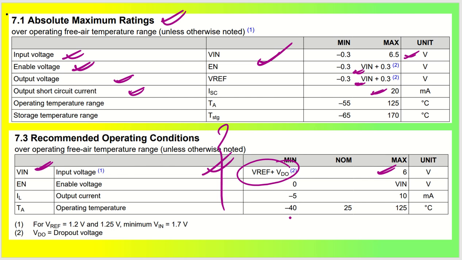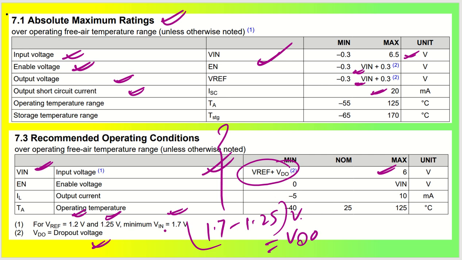You can see that for 1.2 volt and 1.25 volt we have an input requirement of 1.7 volt. VDO is your dropout voltage, which I told you about. You can calculate 1.7 minus 1.25, and that much voltage is your V dropout across the IC. For higher voltages the dropout can be reduced, but for lower voltages you need to give a minimum of 1.7 volt.